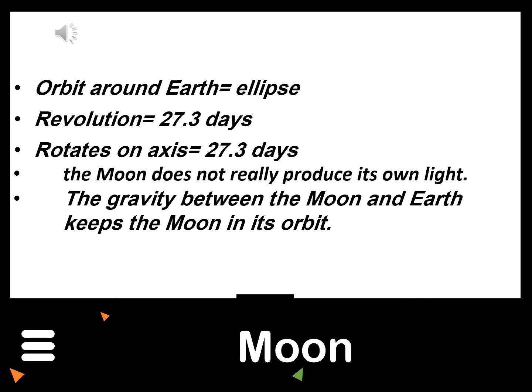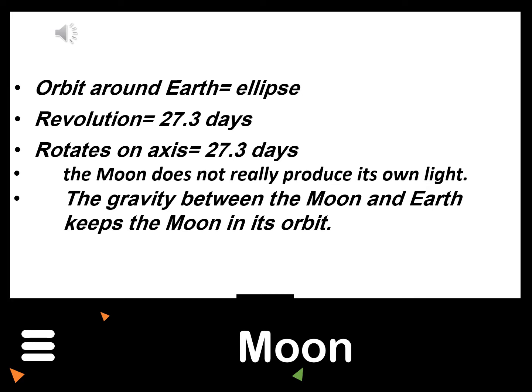First, the moon. The moon has two main movements like the earth. It rotates around itself, or around its axis, and revolves around the earth. Revolution and rotation take 27.3 days. The shape of its orbit around the earth is an ellipse, like the earth. And we know that the moon doesn't really produce its own light, but it reflects the sunlight.